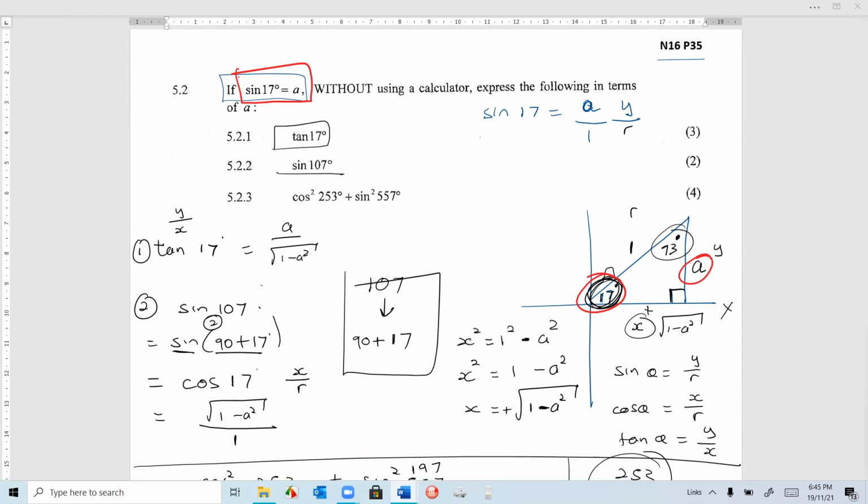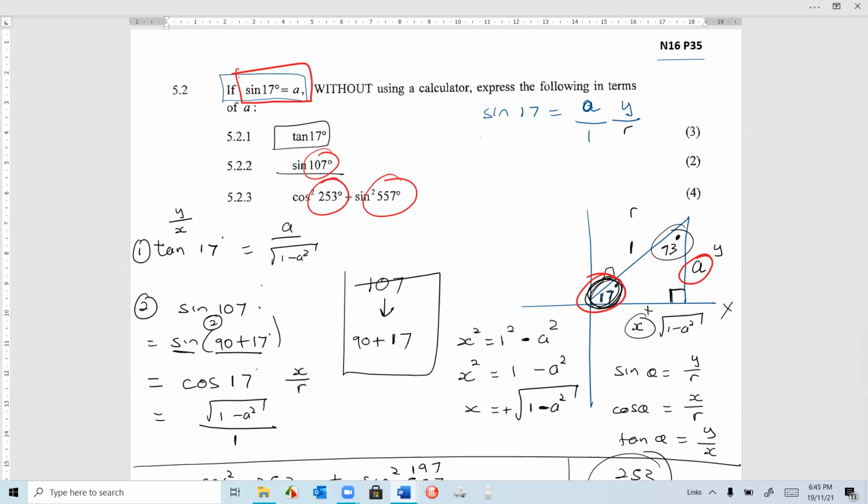Where an angle is going to be given, like 17, you can construct your triangle like what I did and find your missing side using Pythagoras. Then what you do to all the angles, like your 107 and 557, is use the reduction formula to try and bring them back to 17. Any questions on that one before I move on?